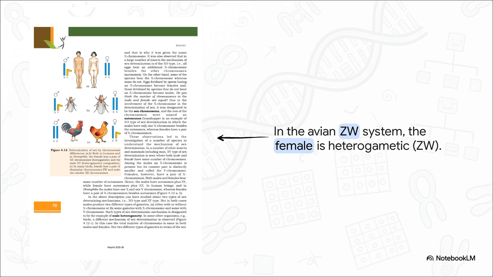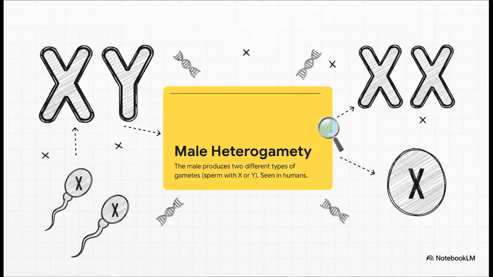Here, the roles are basically reversed. The male has 2 of the same sex chromosomes. We call them ZZ. It's the female who has 2 different ones, Z and W. And this is a really crucial difference because it means that for birds, it's the mother's egg that determines the sex of the offspring, not the father's sperm.